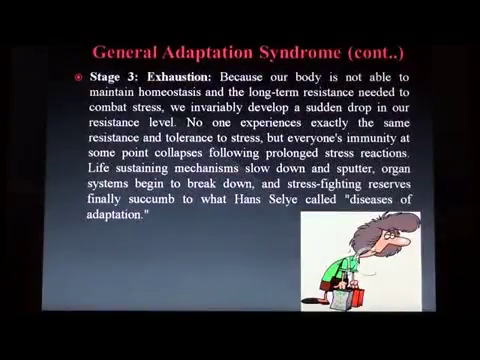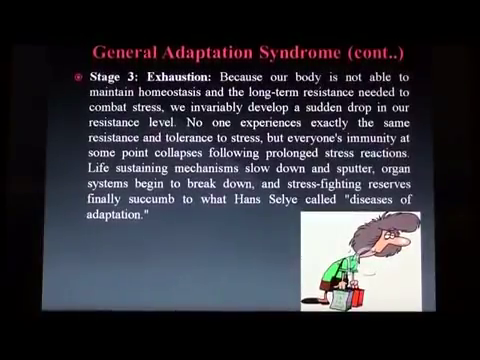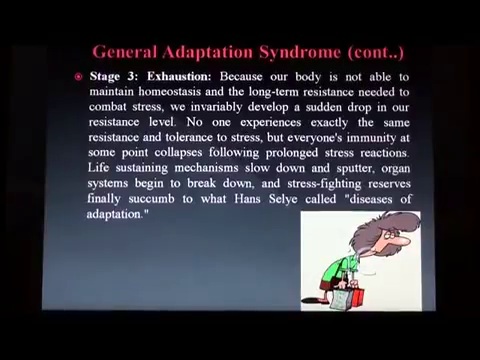The third stage, which is exhaustion, talks about a further extension of this phase. Because our body is not able to maintain homeostasis and the long-term resistance needed to combat stress, we invariably develop a sudden drop in our resistance level. No one experiences exactly the same resistance and tolerance to stress, but everyone's immunity at some point collapses following prolonged stress reactions. Life-sustaining mechanisms slow down and sputter. Organ systems begin to break down, and stress-fighting reserves finally succumb to what Hans Selye called disease of adaptation.